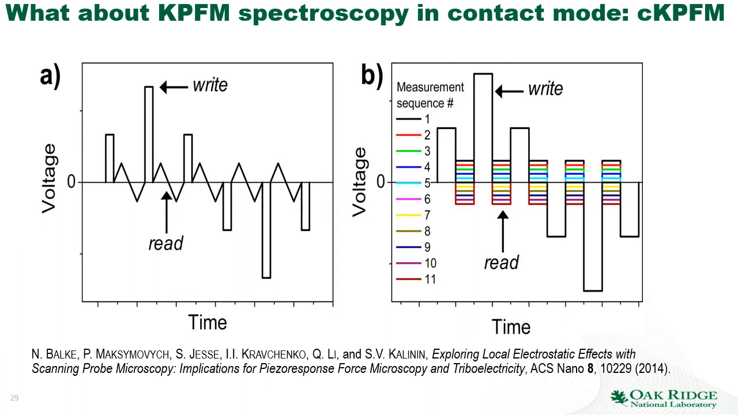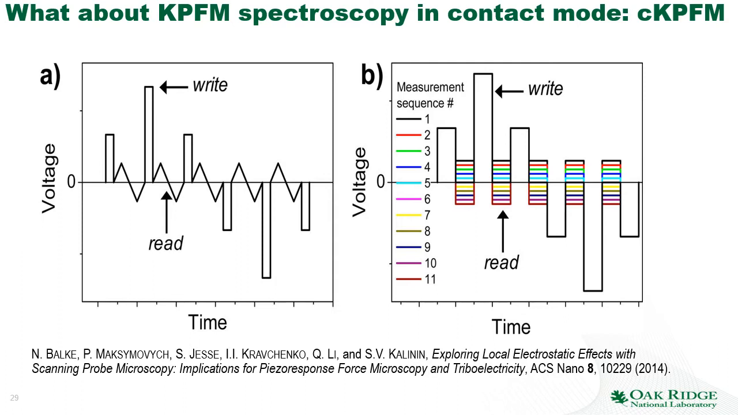The bias applied to the probe is a sequence of write and read pulses. So we apply the bias like this. This is a bias that sets the surface potential, and then we read out the response using the open loop version of the KPFM on contact. Then we apply a larger write bias, and then we read it again, and we continue it for multiple writing biases.